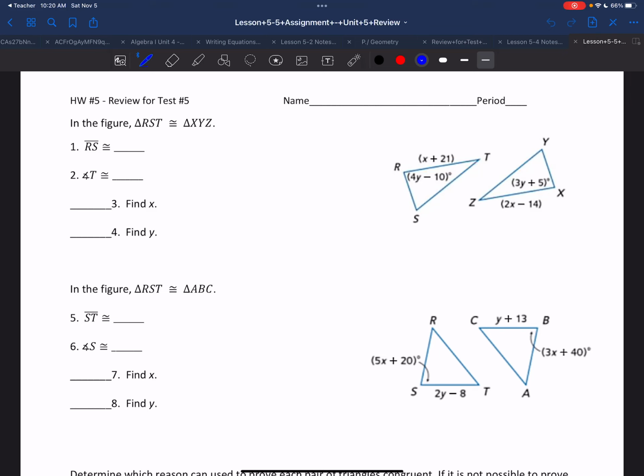Alrighty, in this video, I am just going to go over the first page, and this is going to be the first part of the test review. Let's take a look at number one. It says, in the figure, triangle RST is congruent to triangle XYZ. So remember we talked about CPCTC, corresponding parts of congruent triangles are congruent.